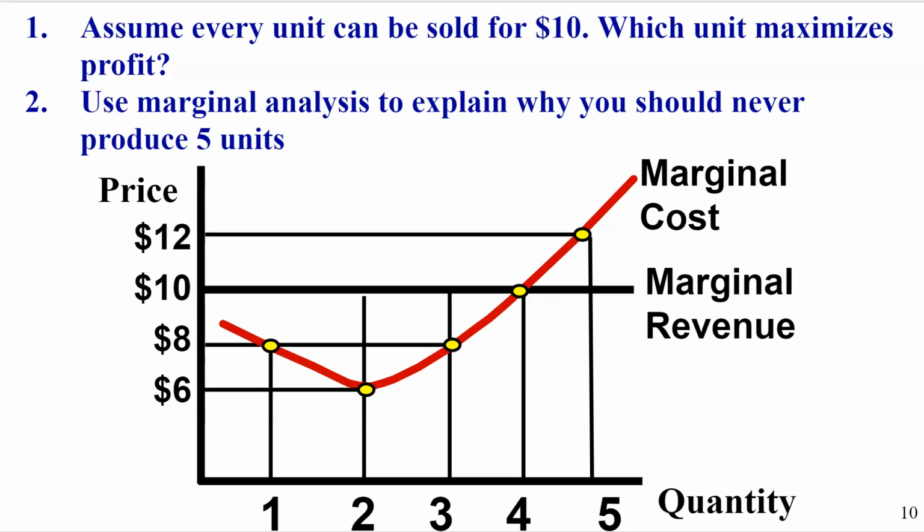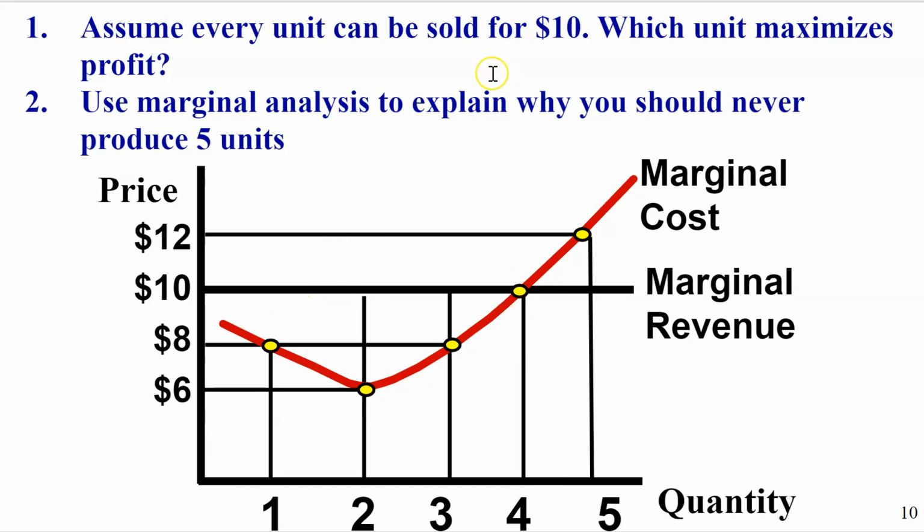So if every unit is sold for $10, which unit is going to maximize profit? And how can we use marginal analysis to explain why we should never produce 5 units? Well, as you can see, we don't want to go to a point where our marginal cost is going to exceed our marginal revenue. And there comes the profit maximization model. So we would only go to 4 units because MC, marginal cost, equals marginal revenue, MR, at 4. So we maximize our profit at 4 items being produced at that $10.